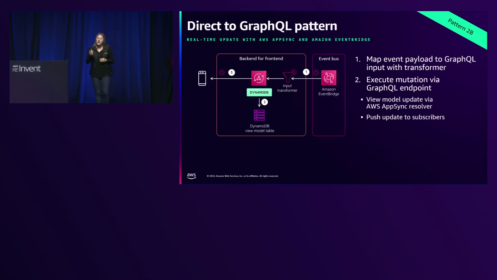Because we're not using the event processing flow anymore, we need to shift our view model table from DynamoDB, which was further upstream, and we can actually use that direct integration between Appsync and DynamoDB to persist our data directly from Appsync.